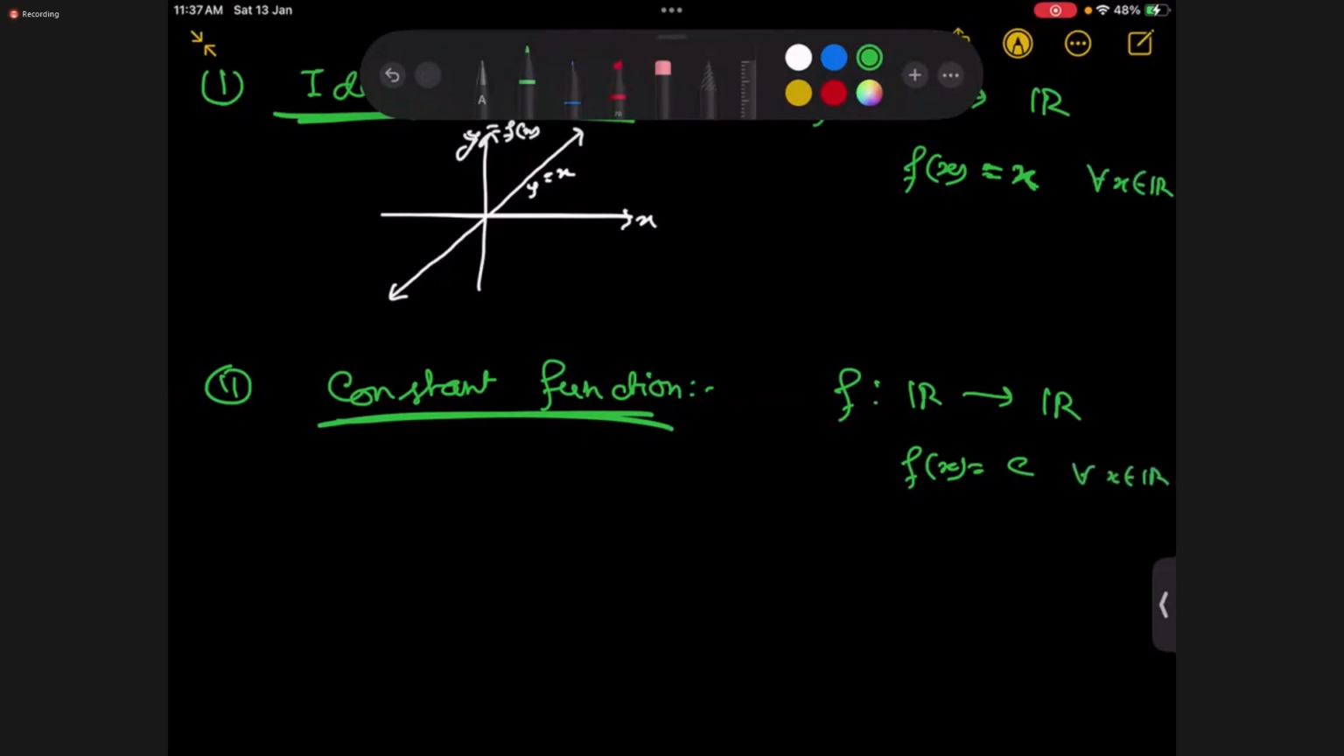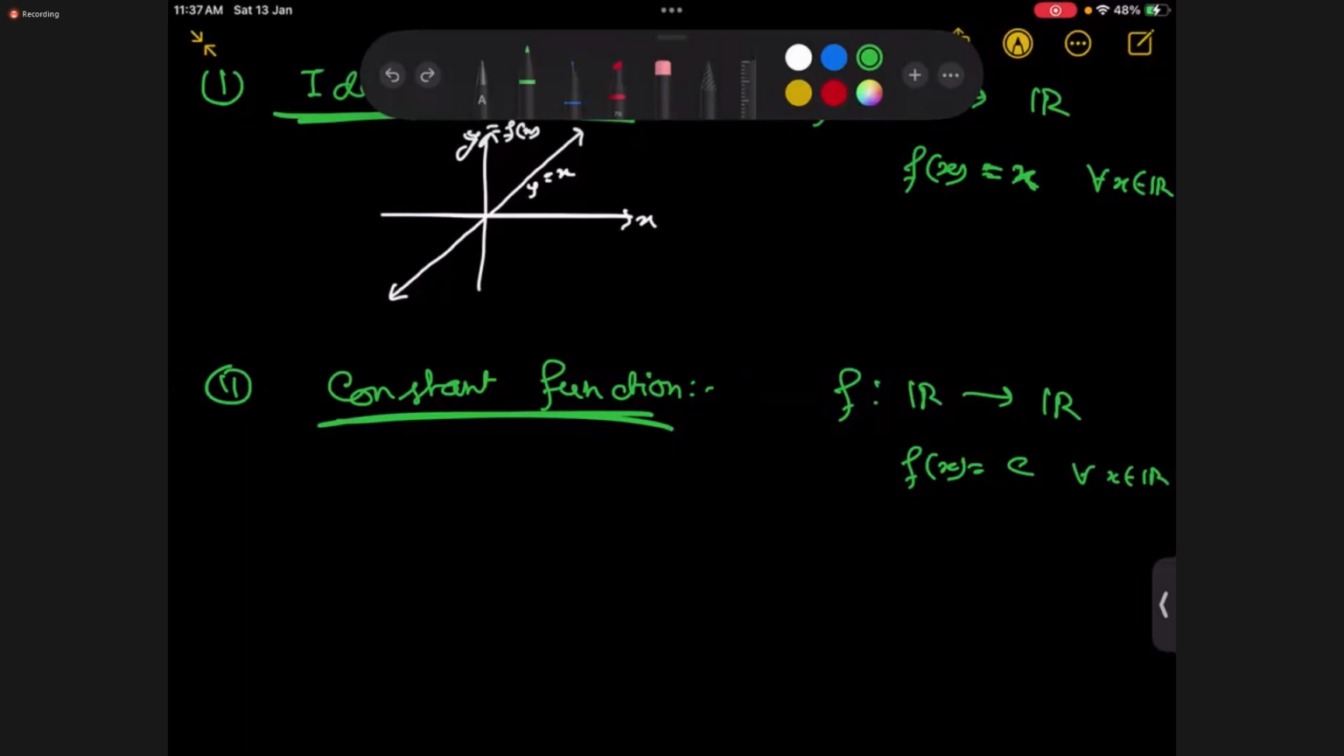I think you are familiar with this notation. This notation stands for all. For all means all x belongs to R. We can see f of x equals c. Now what is this c? c can be any constant number. It can be 0, 1, 2, 3, 4, 5, and any constant. That is, this c can be changed, but it is fixed for all points.